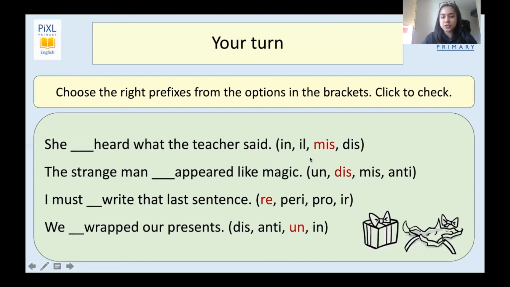Hopefully you chose the ones that are highlighted in red. So she misheard what the teacher said. The strange man disappeared like magic. I must rewrite that last sentence. We unwrapped our presents. Brilliant, well done.